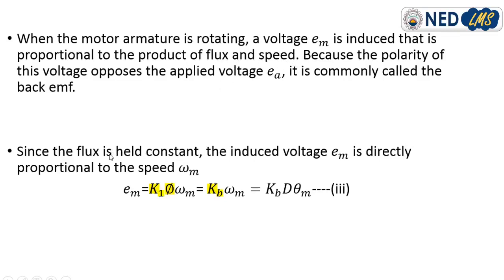Since we have a constant flux because of the constant field, we can write EM equals K1 phi Wm. This induced or back EMF depends on flux as well as on the speed, as we discussed here. But we know that flux is also constant, so these constants can be replaced with a new constant. K1 phi is replaced by Kb, and omega m, the angular velocity, can be replaced with the change in displacement, d theta m. I can write this velocity in terms of displacement. So this is basically the induced EMF and this is the parameter.